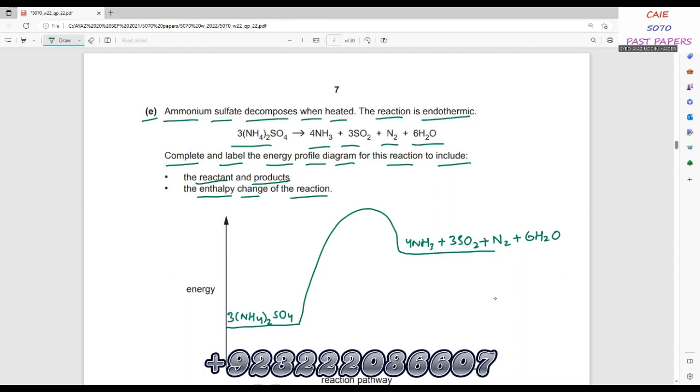The second part, they are saying enthalpy change of the reaction. The enthalpy change should be between reactant and product should be this. So we write enthalpy change.